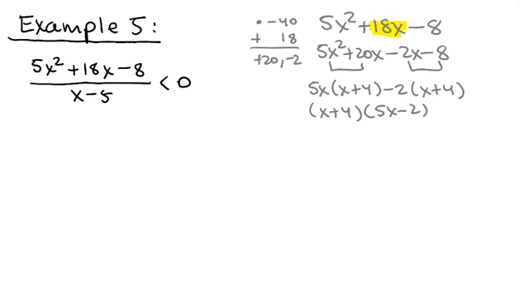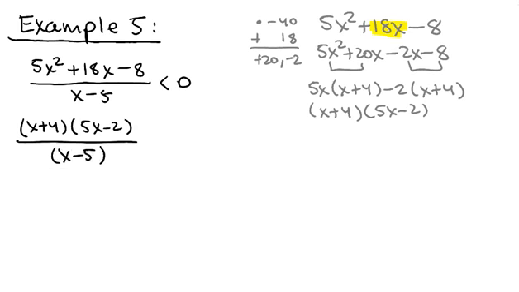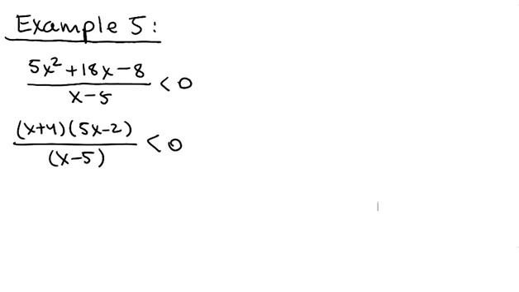Okay. So I'm going to rewrite this inequality over here on the left as x plus 4 times 5x minus 2 divided by x minus 5. And that we're interested in where this is negative. So I'll start by making my number line just like always.